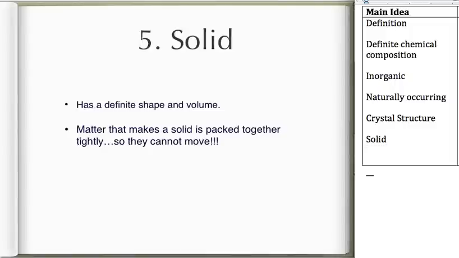And then our acronym, one more time to remember, was DINCS: definite chemical composition, inorganic, naturally occurring, crystal structure, and solid. So to review, this is the checklist of what makes something a mineral. If it doesn't have all 5 of these characteristics, it is not considered to be a mineral.